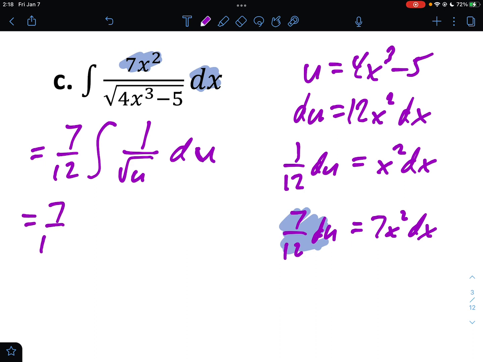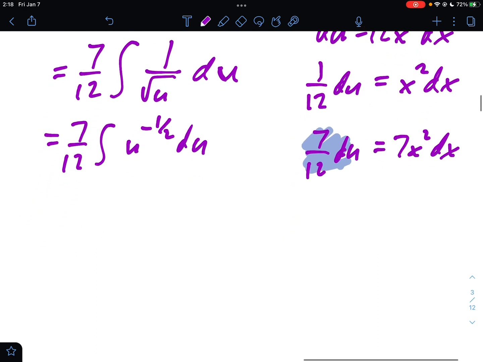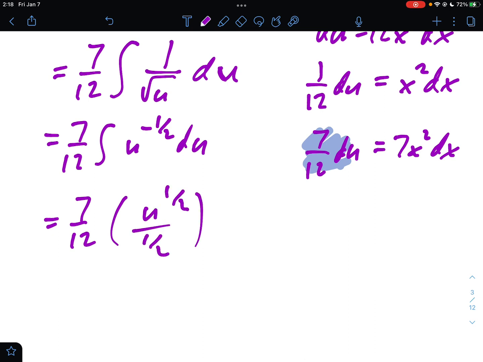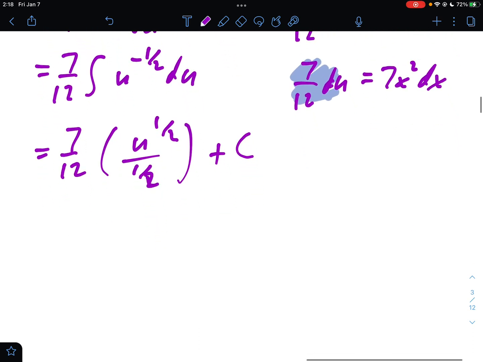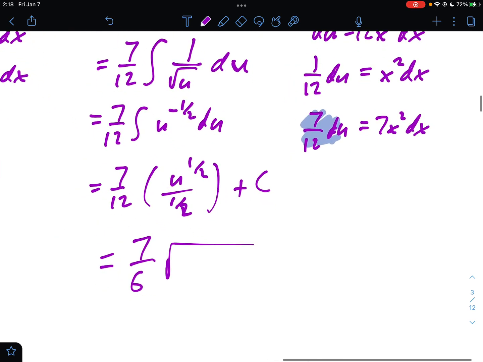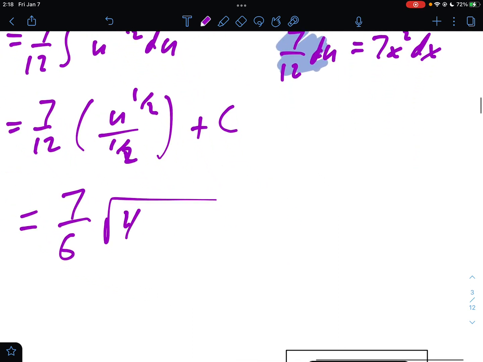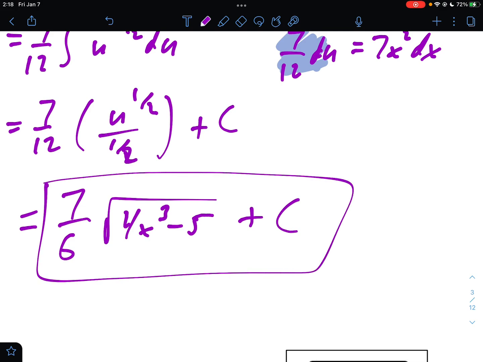Rewriting this so that it's easier to take the antiderivative, I get u to the negative 1/2. Taking my antiderivative, I get u to the 1/2 over 1/2 plus c. Simplifying and back substituting, I get 7/6 root 4x cubed minus 5 plus c. Or if you want to leave it as 4x cubed minus 5 to the 1/2, that's fine too.